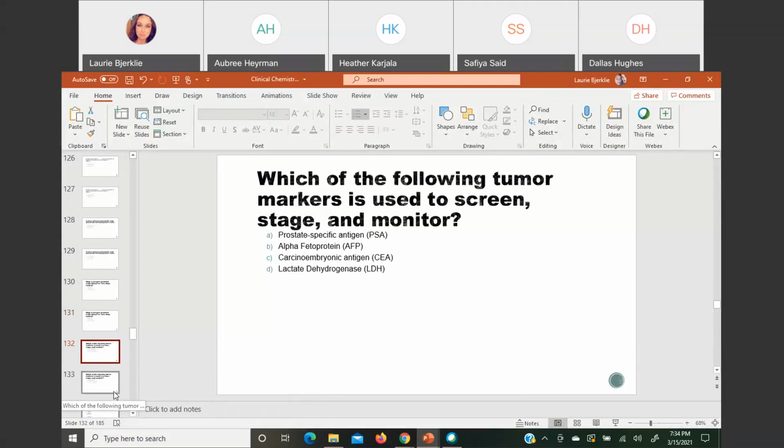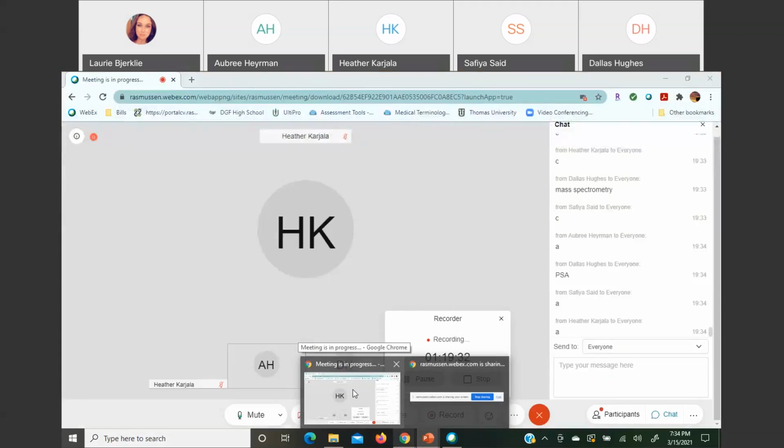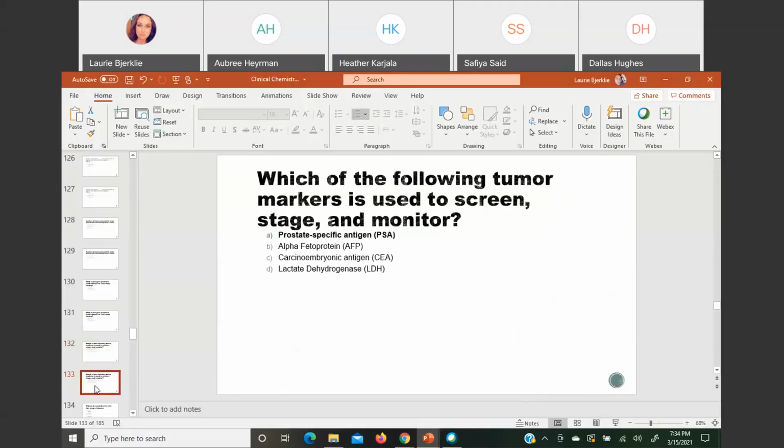Which of the following tumor markers do we use to screen, stage, and monitor? It's one of the only ones that can do all three, that we can screen for a disease, stage it, and monitor the disease with it. Good, it is PSA. It's such a great screening tool. Get done once a year after the age of 40 for men, perfect.